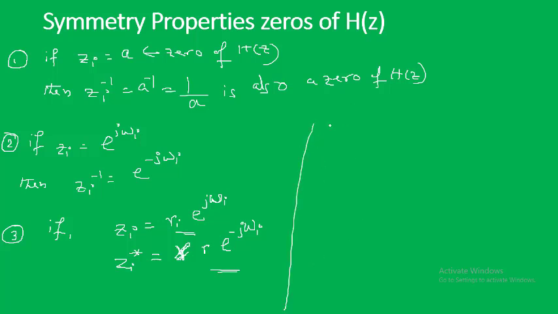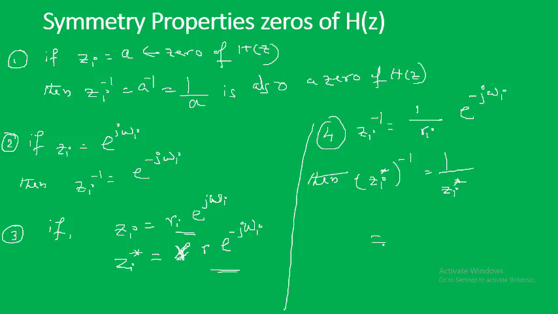And the fourth property says that if zi inverse, that is 1 by ri e to the power minus j omega I, is a zero of h of z, then the conjugate inverse, 1 by zi conjugate, is also a zero, which will imply that we'll have 1 by ri e to the power j omega I. So these are the 4 important symmetry properties of h of z, and we use these properties to find the zero locations of h of z.